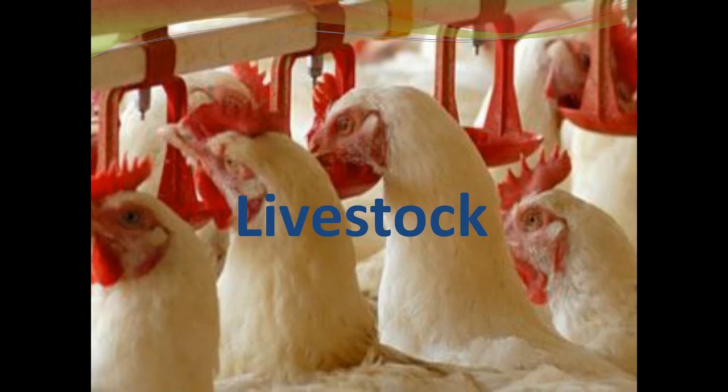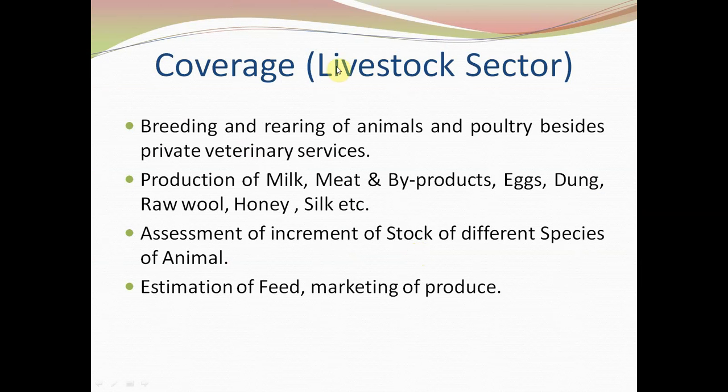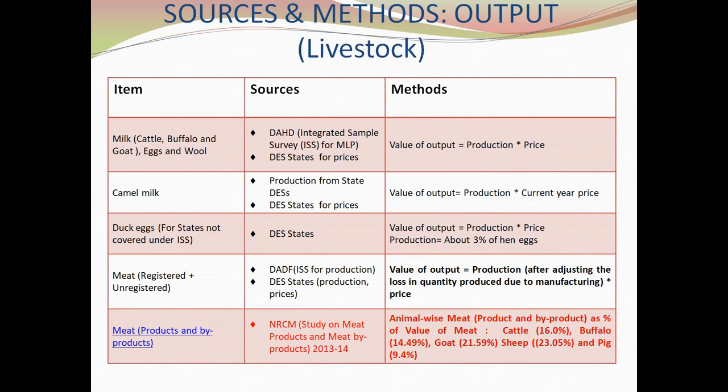Livestock, the next sector for discussing the compilation of output and inputs. In the livestock sector, the coverage will be breeding and rearing of animals and poultry besides private veterinary services, production of milk, meat and byproducts, eggs, dung, raw wool, honey, silk, etc. Assessment of increment of stock of different species of animals, and estimation of feed and marketing of total produce.